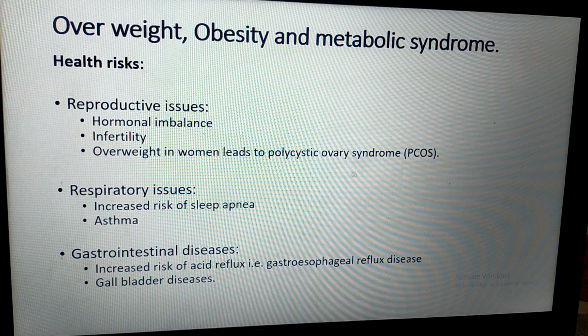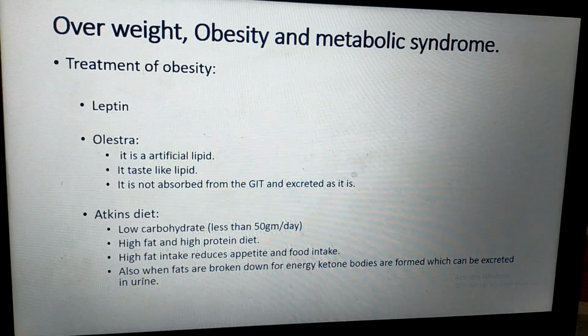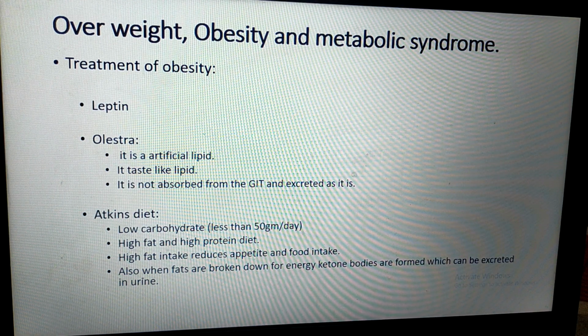Next effect is gastrointestinal diseases. Increased risk of acid reflux, that is gastroesophageal reflux disease. Such persons have frequent complaints of heartburn due to regurgitation of acids from the stomach into the gastroesophageal junction. Such persons have more risk of developing gallbladder diseases like gallstones. Now coming to treatment, just now I have told you nowadays leptin is given to persons with low leptin obesity, which may reverse the obesity.